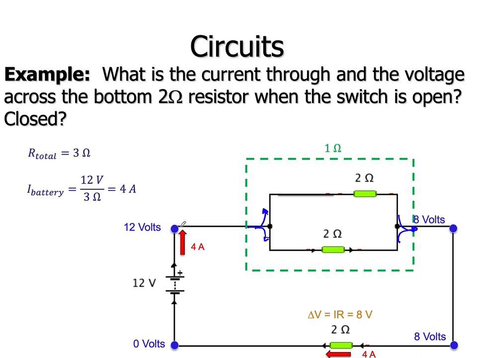If you go from 12 volts and go through this resistor, you end up at 8 volts here. Or if you start at 12 volts and go through this resistor, you end up at 8 volts here, which means the voltage drop through both of these resistors must be 4 volts. No matter which path you take, you're going to lose 4 volts by the time you get to this point.